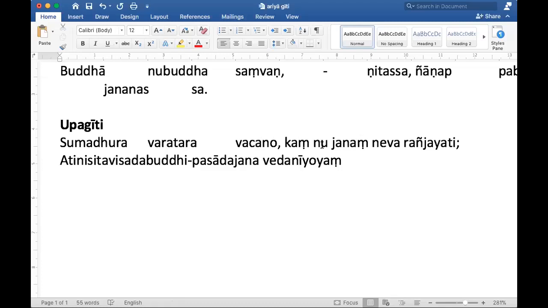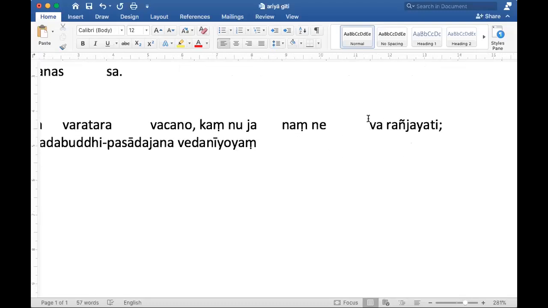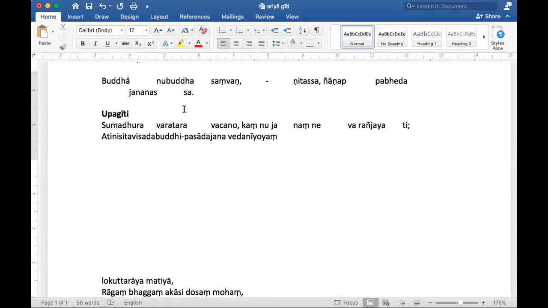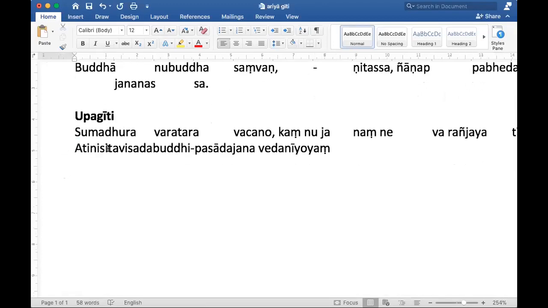Then Kangnuja is the fourth group. Nang Ne is the fifth group. Then Va, you see here is the Chatta Lahu, sixth Lahu. Then Ranjaya is the seventh group. Then in the second half, Ati Nisi, one group. Ta Vi Sa Da, two groups. Buddhi.